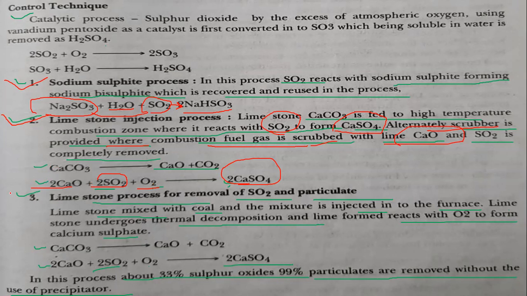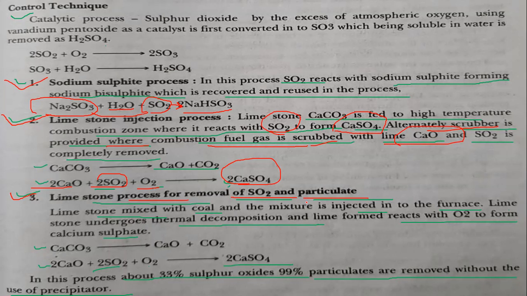Okay, so limestone process for removal of SO2 and particulates. Now limestone is mixed with the coal and the mixture is injected into the furnace, where formation of SO2 takes place. So limestone undergoes thermal decomposition and the lime formed reacts with the O2 to form calcium sulfate.